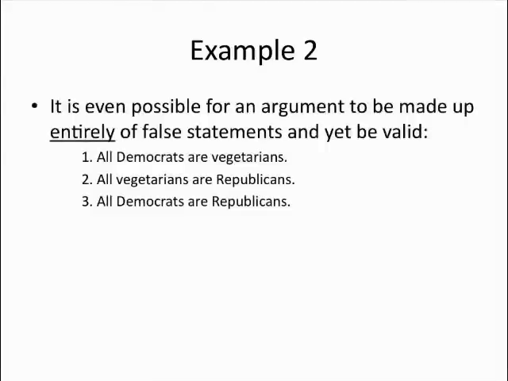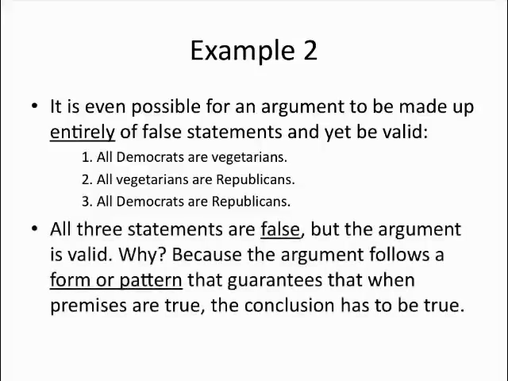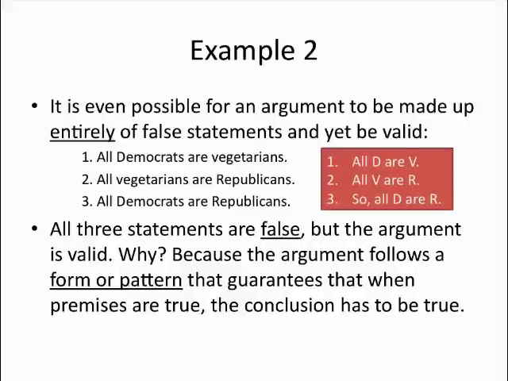We've been talking about validity, and here's another example that demonstrates that validity is independent of factual truth or falsity. The premises are all obviously false, yet the argument is still valid. We now have a second way to demonstrate validity, specifically through the form of an argument. Because this argument has a valid form, it is valid for whatever terms we choose to substitute for Democrats, Republicans, and vegetarians.